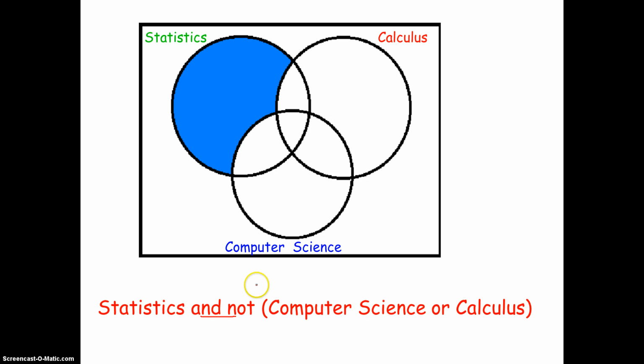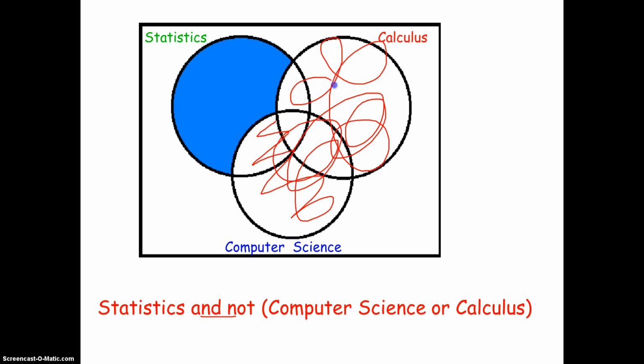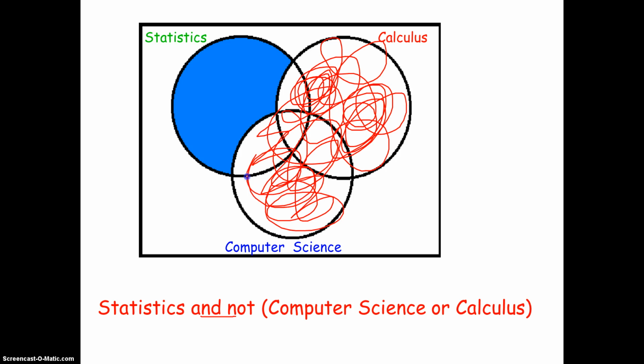So if we can break this statement down, let's just look at the first part. Computer science or calculus. So we're just looking for the union of computer science and calculus. I mean, that would be all of this, right? The union of computer science and calculus would be all of the calculus circle and all of computer science, because we would need all the students in either computer science or calculus. That would be the union. But we want not in computer science or calculus, so we would take all of this area away, leaving only the statistics students behind. That's why this shaded area, the blue shaded area, represents only the students who are in statistics.